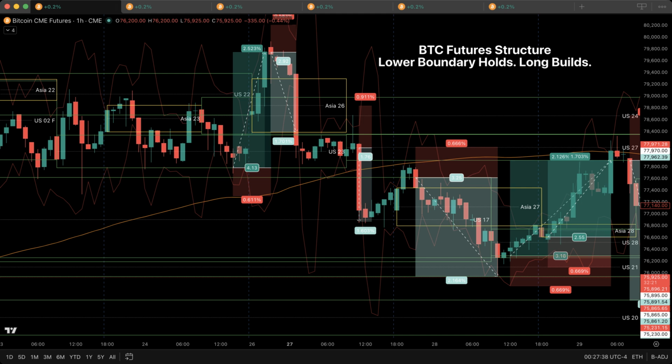Now the stop matters. There are closer options. You can use April 28th US session lower boundary. You can use April 21st US session upper boundary. Those stops look better. The ratio looks cleaner. The distance looks smaller. But the chart already gave warning.